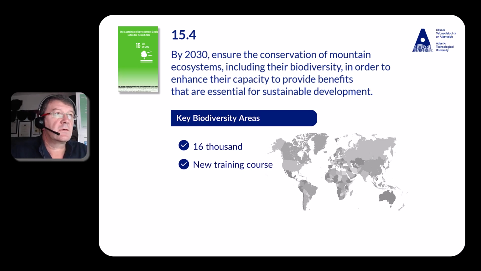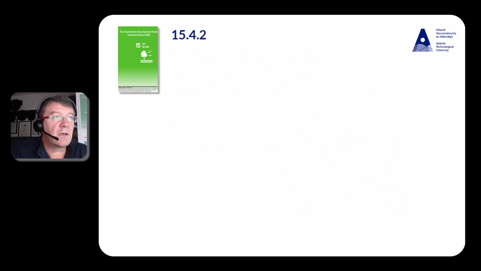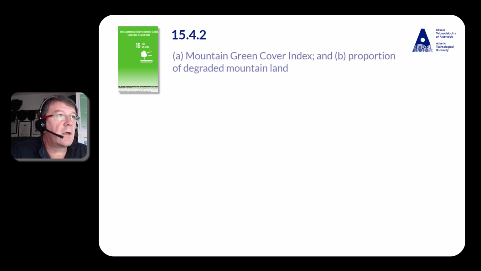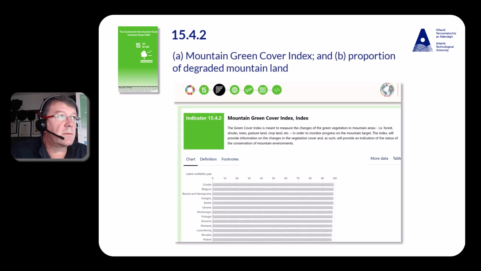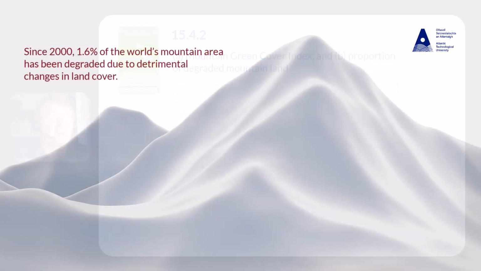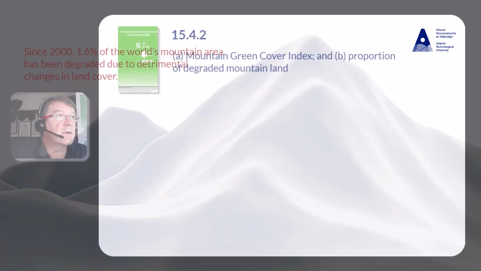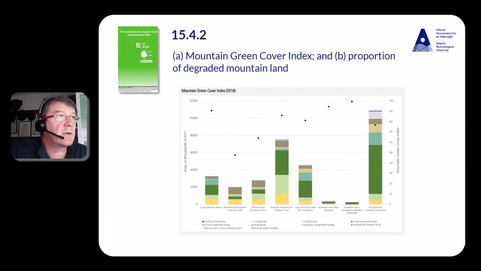So the second indicator for target 15.4 is indicator 15.4.2a, the mountain green cover index, and b, the proportion of degraded mountain land. And the key note here is that since 2000, 1.6% of the world's mountain areas has been degraded due to detrimental changes in land cover. Mountain green cover has remained roughly stable at about 78% over the 2000 to 2018 period.